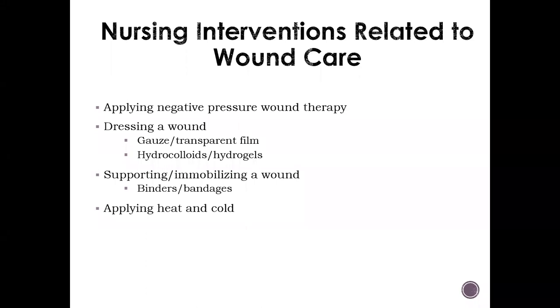When we're dressing a wound, we can use a transparent film. This will allow an exchange of air and water vapor between the wound and the environment while preventing external bacterial contamination. They are useful for wounds with minimal or no drainage, and they're often used to address an IV site, right? So that we can see what the IV site looks like.